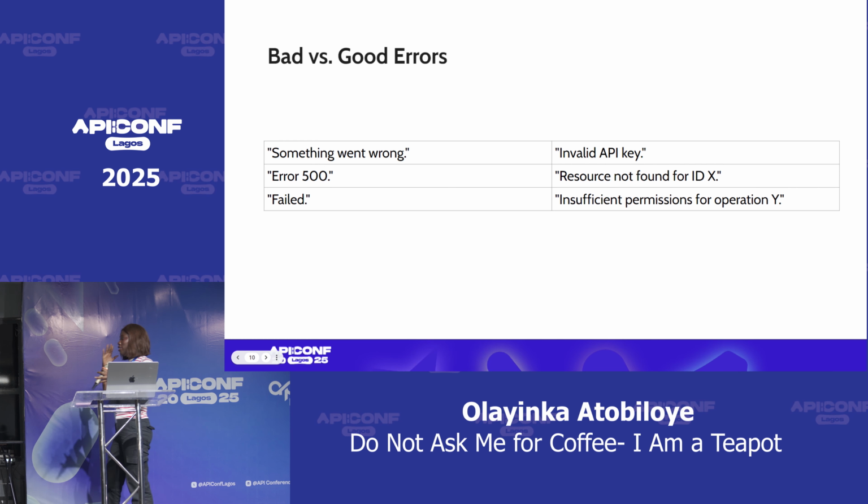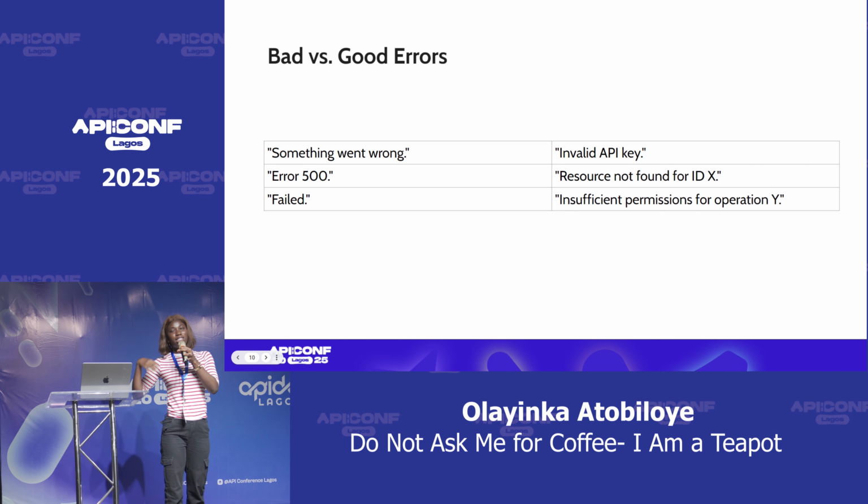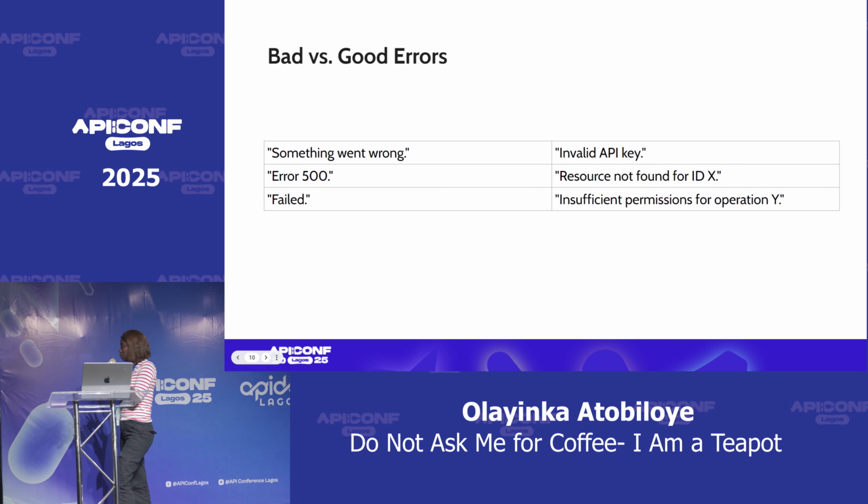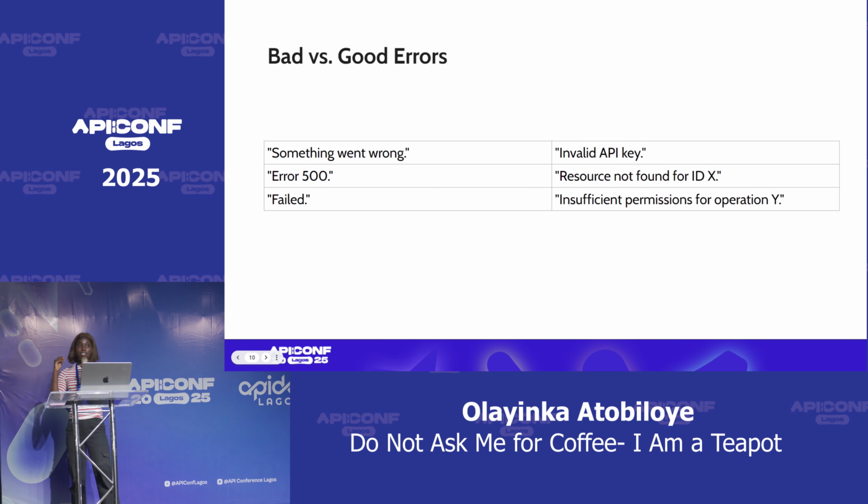Instead of giving all of these very generic, bad, quote unquote, errors to your user, you could learn something from 418 and try to be very specific with the errors that you are giving, like invalid API key, resource not found, insufficient permissions, etc. Next slide, please.